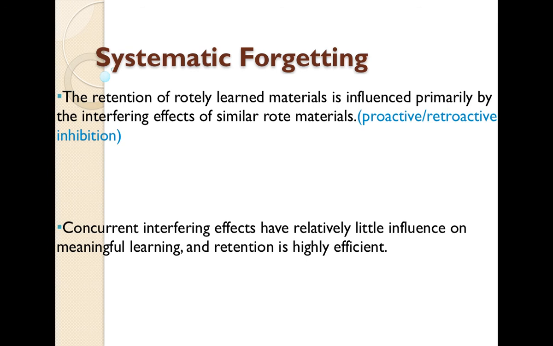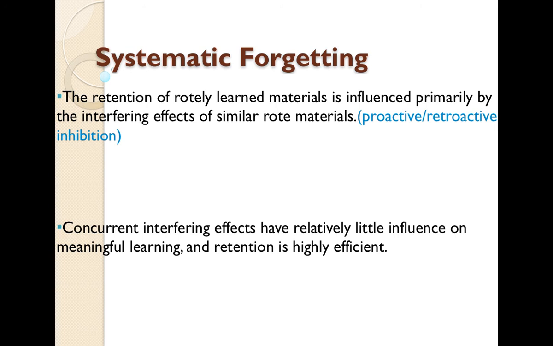The retention of rotely learned material is influenced primarily by the interfering effects of similar rote materials. It means that those rotely learned materials will not be retained because there is going to be an interference between the previously known information and the information that we learn in the future. In proactive inhibition, for example, this new material that we have just learned may interfere with the existing information that is similar to this material. But in retroactive inhibition, it will be influenced negatively by what we will learn in the future. If it is similar to what we have just learned, there will be a certain interference, and it becomes difficult to retain the information.